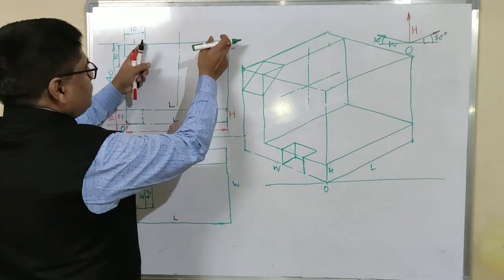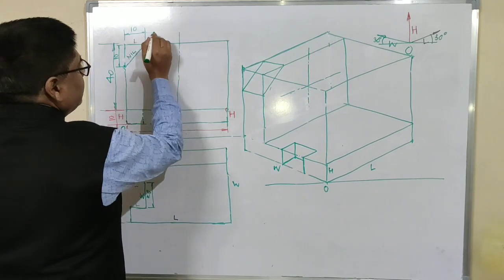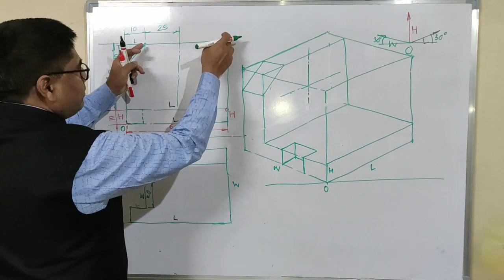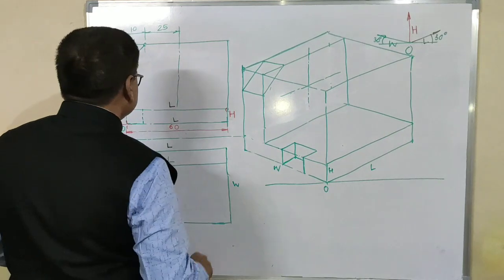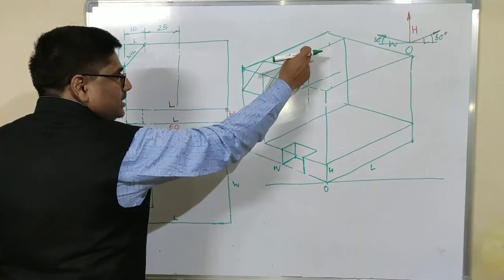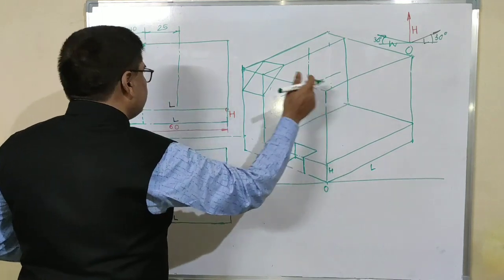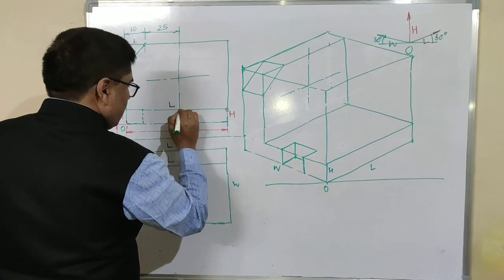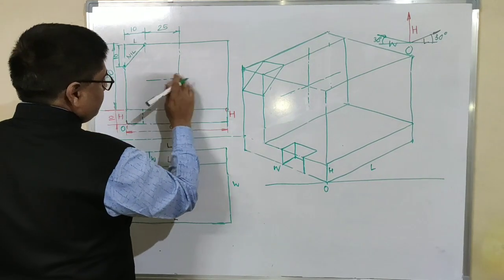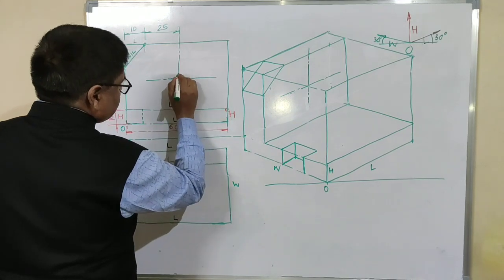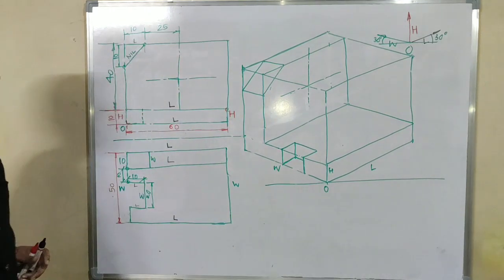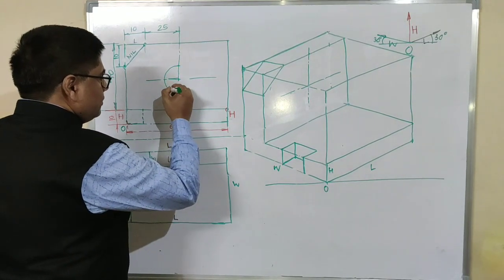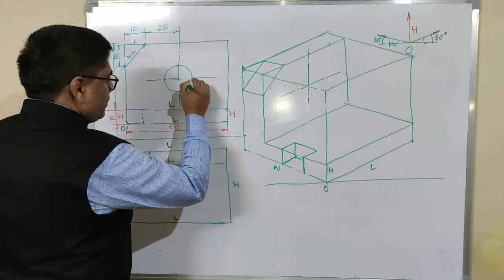60 minus 10, it is 50. This will be at 25 mm, that is half of 50. And this point, it is at 20 mm. This from here to here it is 40. We are trying to get the center point as far as possible. Let us try to draw proper lines. And this circle is of 20 mm diameter.